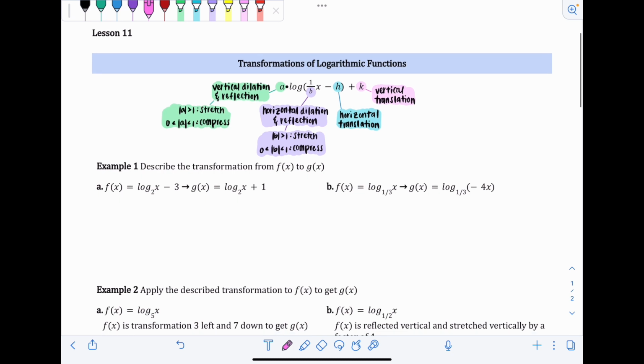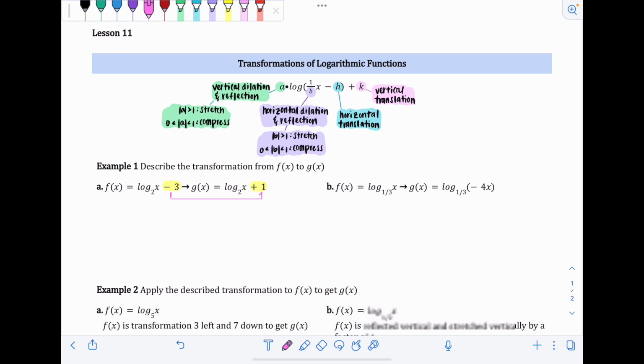Okay, so example 1, describe the transformation from f of x to g of x. So for A, f of x is log base 2 of x minus 3, and then g of x is log base 2 of x plus 1. So we have to look at what change is happening and where is it happening. You could see in the function we're going from negative 3 to a positive 1, and those are both constants that are added to the end of the function. They are not in parentheses with the x, so that means that these are like k values that are changing, that number that's added to the end.